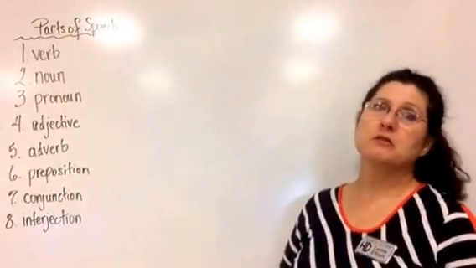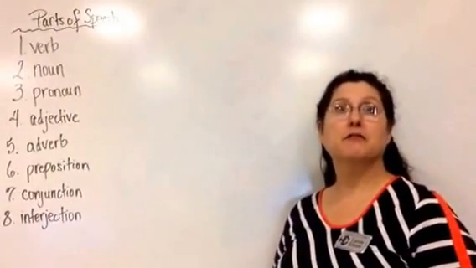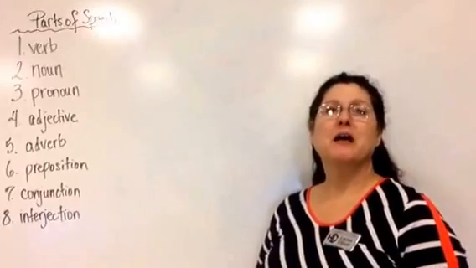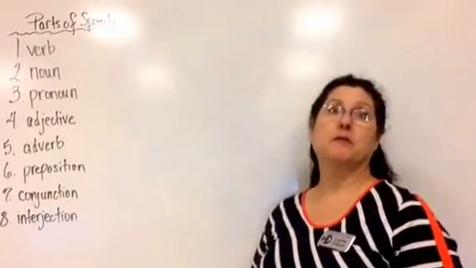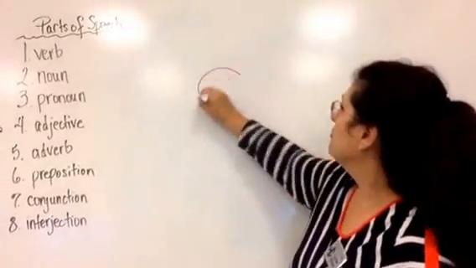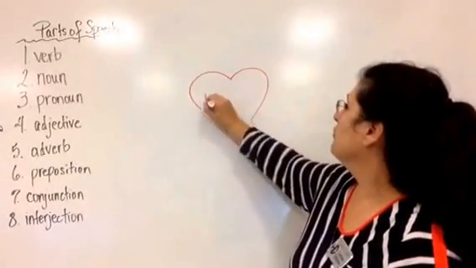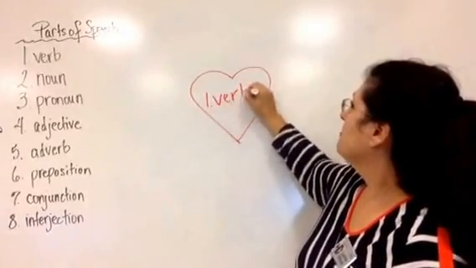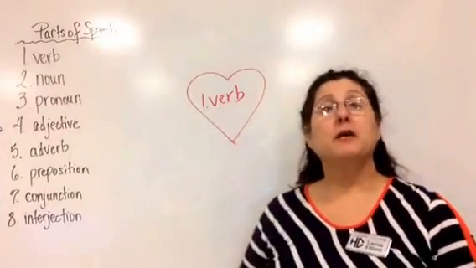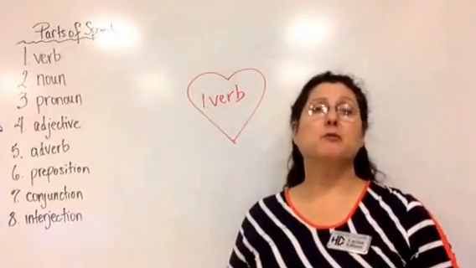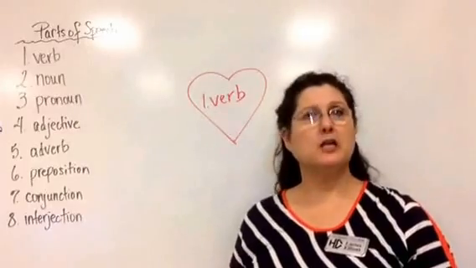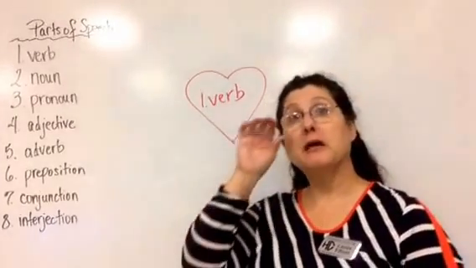A lot of your adult learners have not seen this kind of information for a while, so I like to start with the verb and build on that from there, okay? So I like to introduce the verb as the heart of language, as the first part of speech, because all the other parts of speech are going to be either directly or indirectly related to the verb, showing action, existence, or state of being, okay?